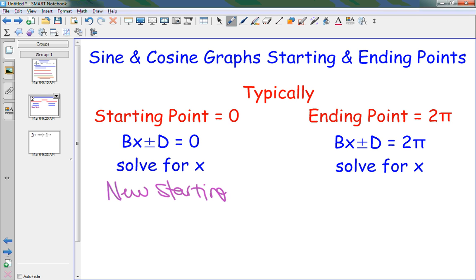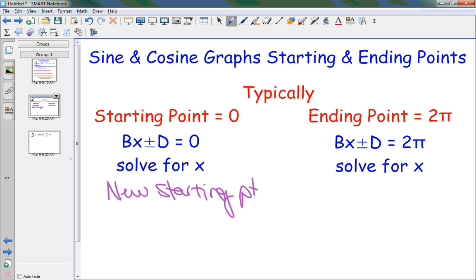Now, the difference between the two worksheets that I've given you is, the first worksheet, your starting point was always what value? 0. And your ending point would have been your new period that you calculated, the B value, correct? So your starting point was always 0, and your ending point was always your period value. Do we always understand that? Now, with tonight's, your starting point is not at 0 if your D value has changed it. B changes the period, D changes your shift, where you're starting and ending.